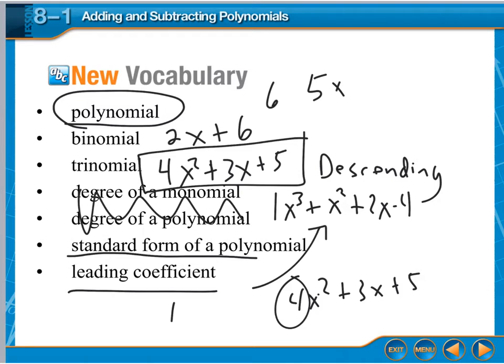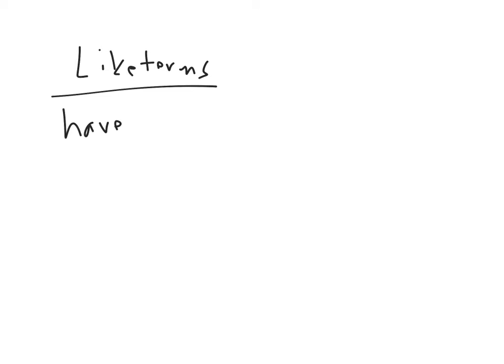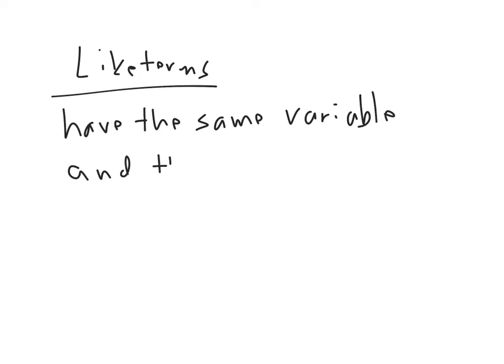All right, the other term that's not on here that we really need to talk about is called like terms. Okay? So, like terms have the same variable and the same exponent. Okay, that's very important. It's going to come into play later on when we get into multiplying and what we're doing right now. It's going to be really important when we realize we have to put like terms together. So these 2 terms are not like terms, right?